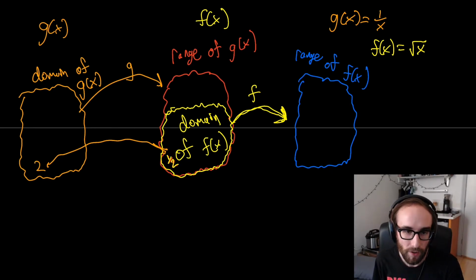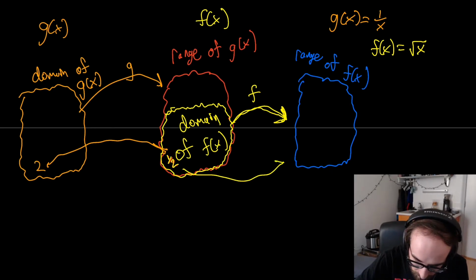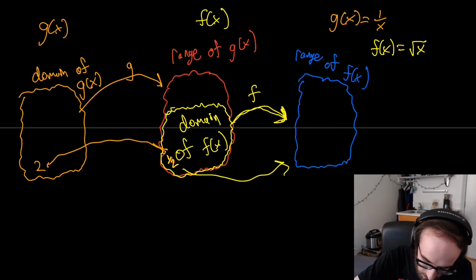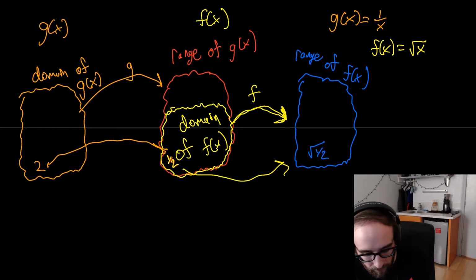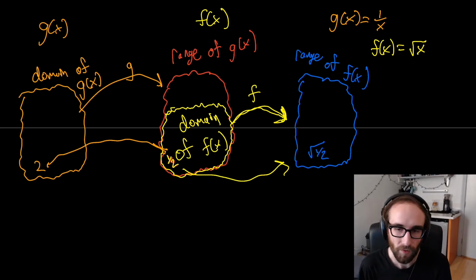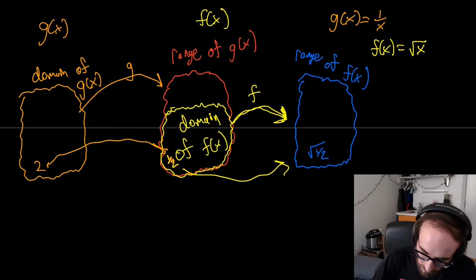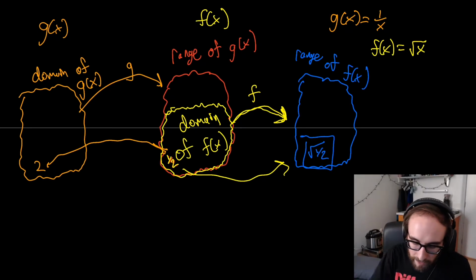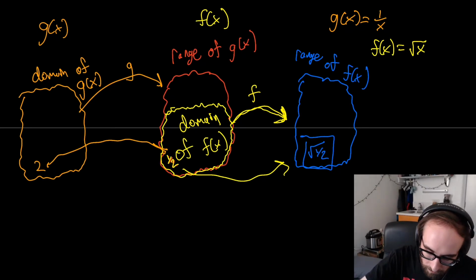So 1/2 is also in our yellow section too. It's in both sections. So we can take 1/2, plug it into f, and then our output, square root of 1/2, is our output range of f of x, which we'll just leave as square root of 1/2 because it's irrational. So square root of 1/2 is, as we can see, in the range of f of x, and more specifically, it's in the range of f of g of x.